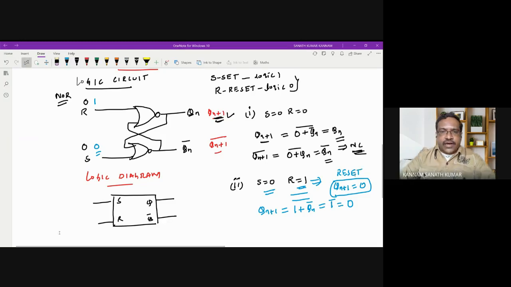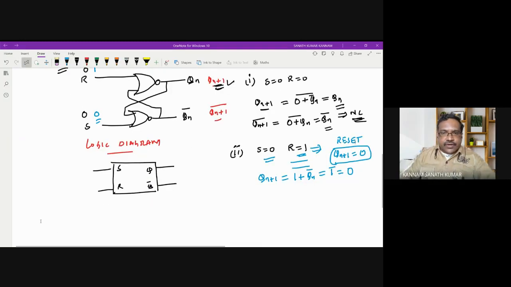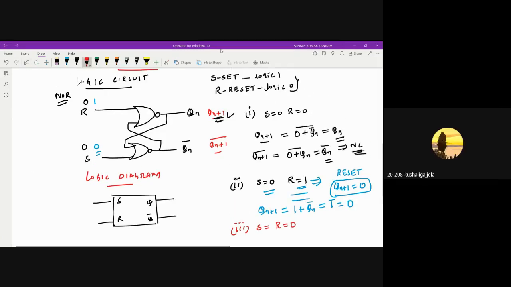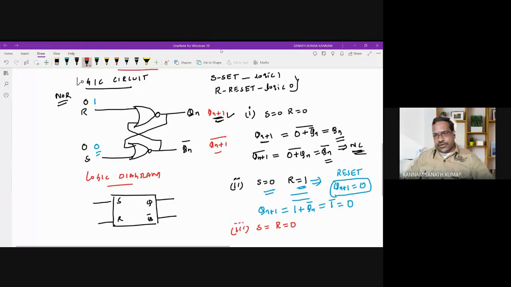And next, the third case, if you see the third case, when S equal to 1 and R equal to 0. So when S equal to 1 and R equal to 0, so Sir, what is your doubt?